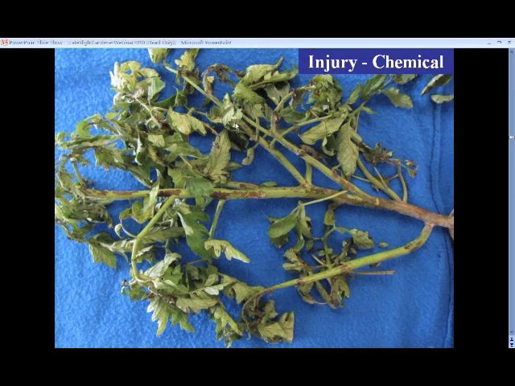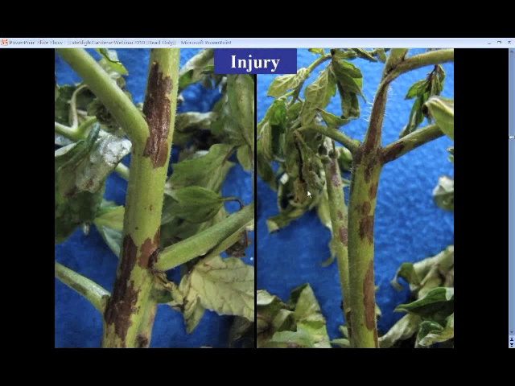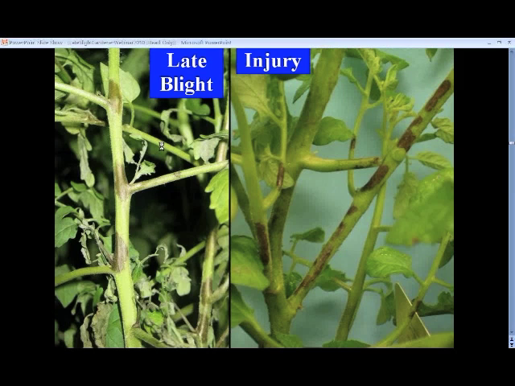Another sample that came in, this was an injury due to a chemical. Looks a lot like late blight, but there were no leaf symptoms on this plant. Looked a little bit subtly different to me, at least, from late blight. Here's a close-up to show some of that injury. Not quite the same as late blight, but as you can see, it's quite similar. The grower who had this happen was very concerned, thought he might have late blight. We were able to run a test on it and prove that it was not.